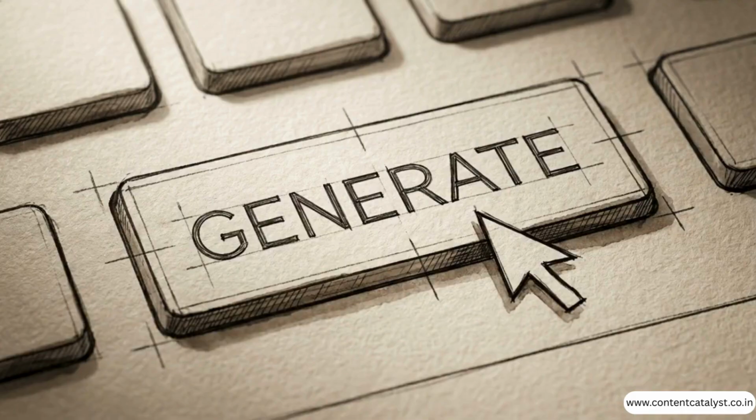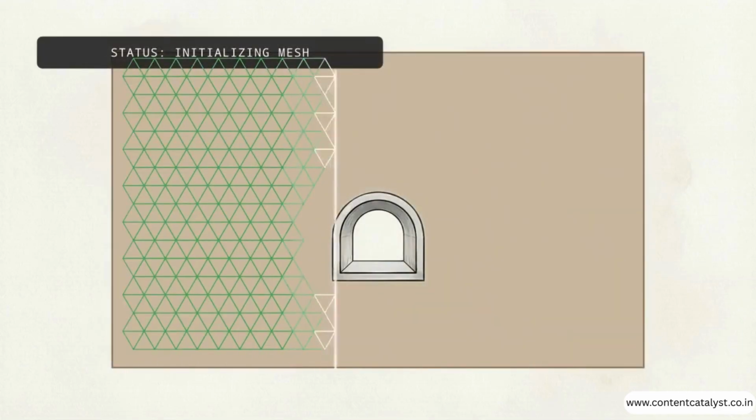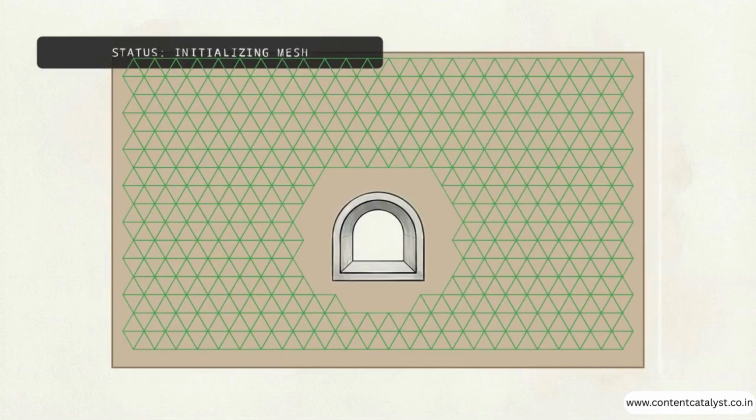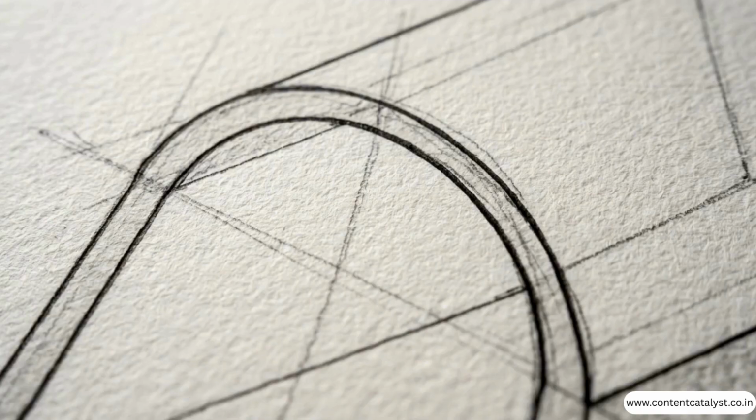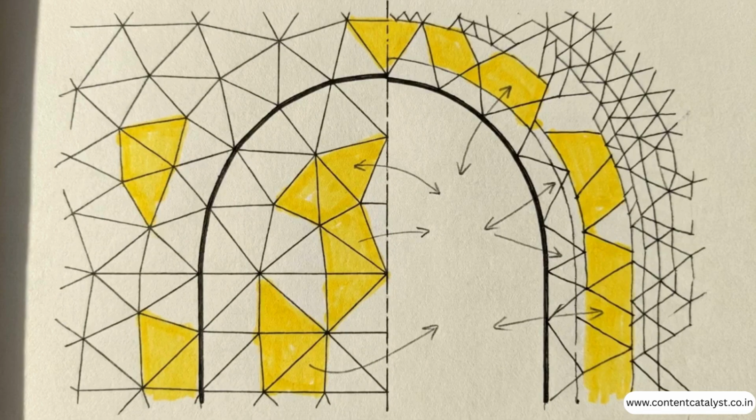Now we generate the mesh. Click the Generate button, and the software will build an initial geometric mesh of triangles across the entire soil profile. This brings us to the second common point of failure. If you look at the default mesh immediately surrounding the tunnel structure, the triangles are too large and spread out. This coarse grid lacks the detail required for precise stress calculations.